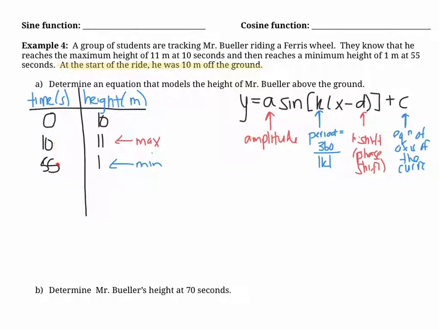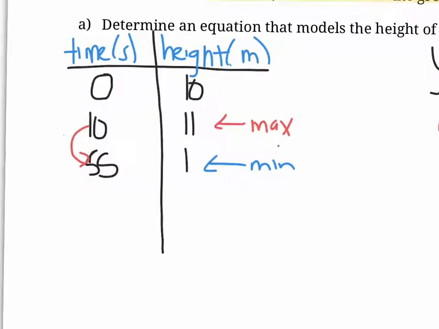Well, what's the difference between 10 seconds and 55 seconds? Let's just zoom in here. The difference is going to be 45 seconds. So every 45 seconds, Bueller is going to go from the max to the min. So we start at the max, down to the min.